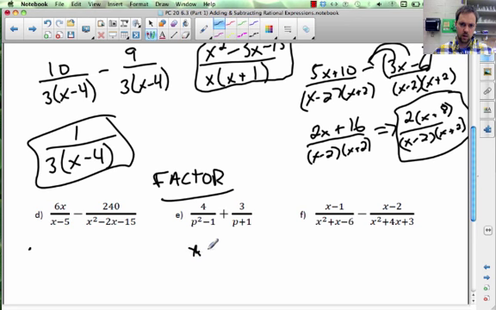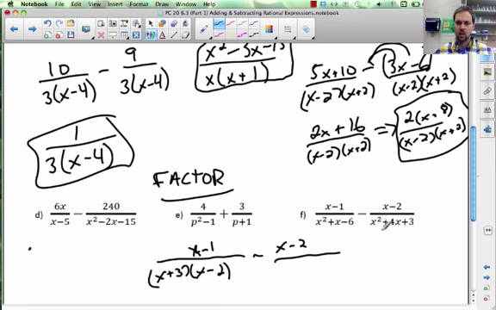So your numerator on the left term is x minus 1. The denominator can be factored as x plus 3 times x minus 2. Now over here we have x minus 2 in the numerator. This denominator can be factored as x plus 3 times x plus 1. Now notice that the only thing they have in common is x plus 3.